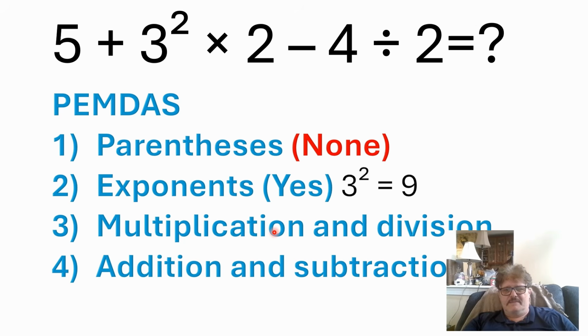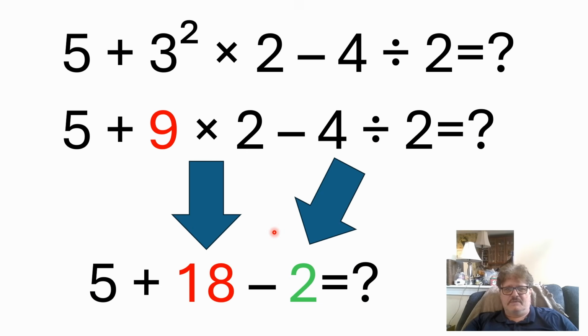All right, do we have any multiplication and division in the problem? Yes, we do. And again, remember, you solve that left to right. Addition and subtraction, we've got that also. So we've got a little bit of everything in here except for parentheses. So when we look at this problem, the first thing we want to do is solve the exponents part of it. As we said before, 3 to the second power is nothing more than 9. So we're left with 5 plus 9 times 2 minus 4 divided by 2.